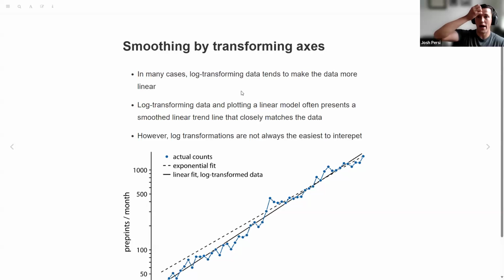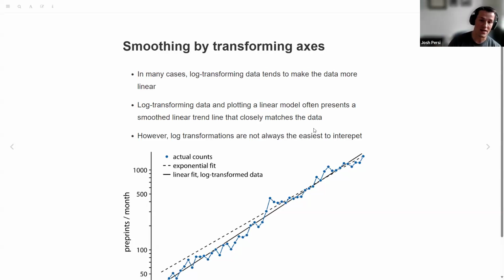And then the last way to smooth, I gleaned from the book, is you can smooth by transforming axes, by taking the log of one or both axes. Log transforming seems like something of a mystical art to me, because I don't really understand how it always produces, not always obviously, but many people say just log transform your data and it makes messy data that's not linear into a straight line. Seems almost magical to me, but maybe that's just because I don't have a great grasp of the math.